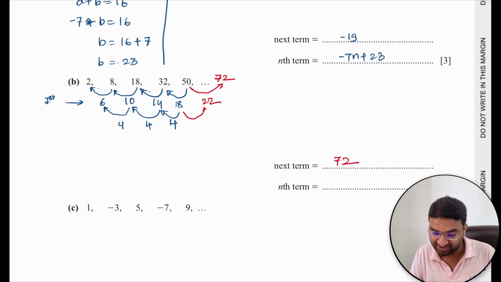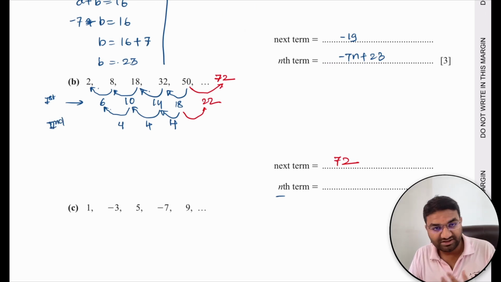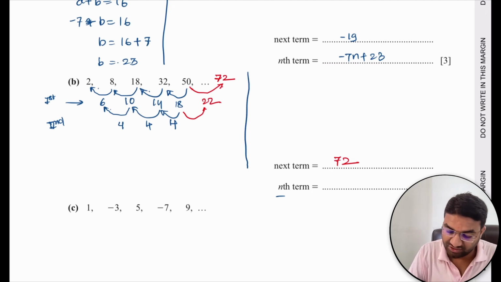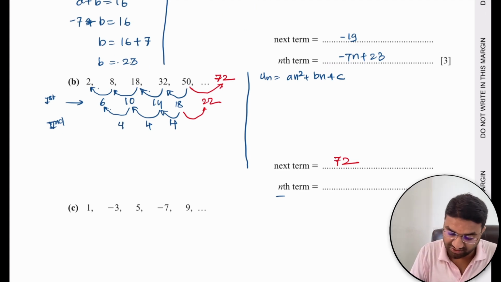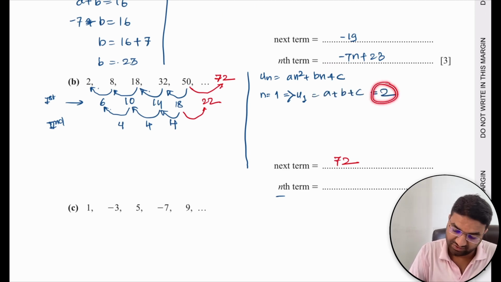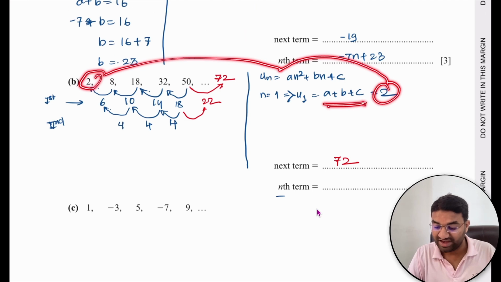Now we have to find the nth term. The second difference is the same, which means we have to use un equals an squared plus bn plus c. When we substitute n equals 1, we get u1 equals a plus b plus c, which is equal to 2. Where is this 2? Here. Getting it? So we have to use this 2 to find the values of a, b and c.